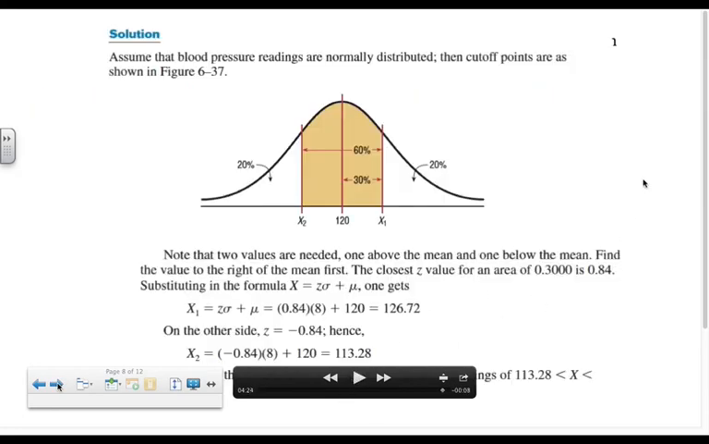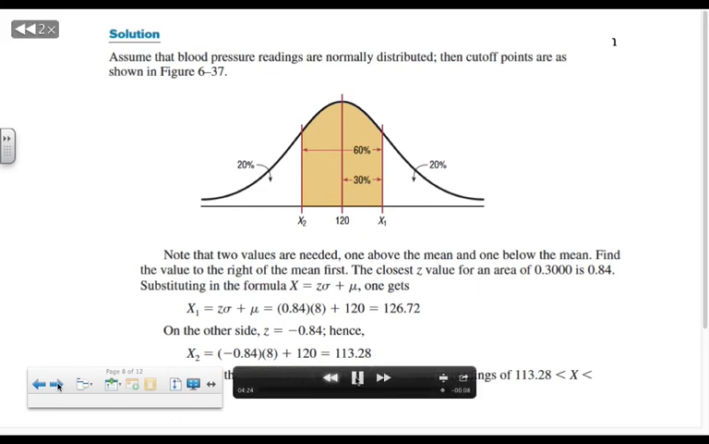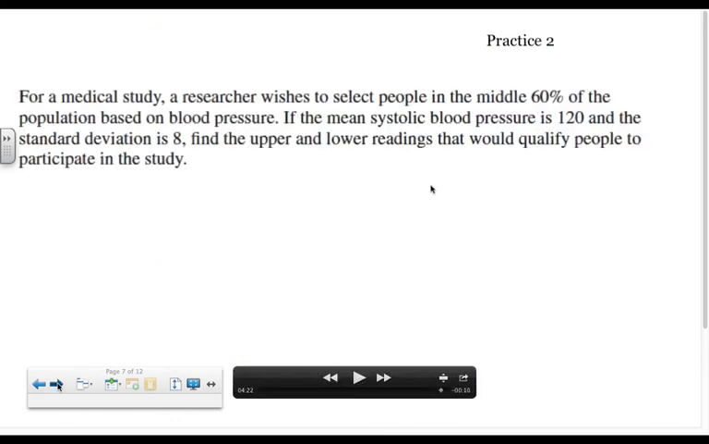So on this one right here, it says, assume that the blood pressure is normally distributed. Okay, and we're looking for the middle 60%. Or no, we don't. What are we looking for? Would help if I had read the problem. Let's go back and look at the problem. Yeah, the middle 60%.